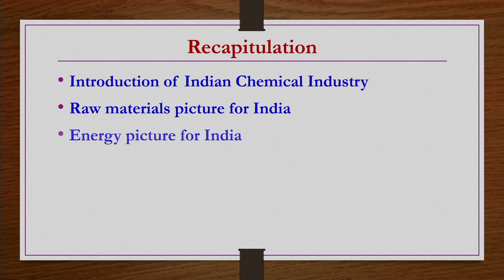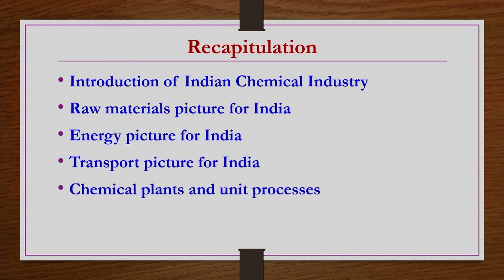Before going into the details of today's lecture, we have a recapitulation of what we have seen in the previous lecture. In the previous lecture, we saw a few statistics of the Indian chemical industry. For different types of chemical plants, the availability of raw materials, energy, and transport facilities is very much essential. So we saw the raw material picture, energy picture, and transportation picture for India.